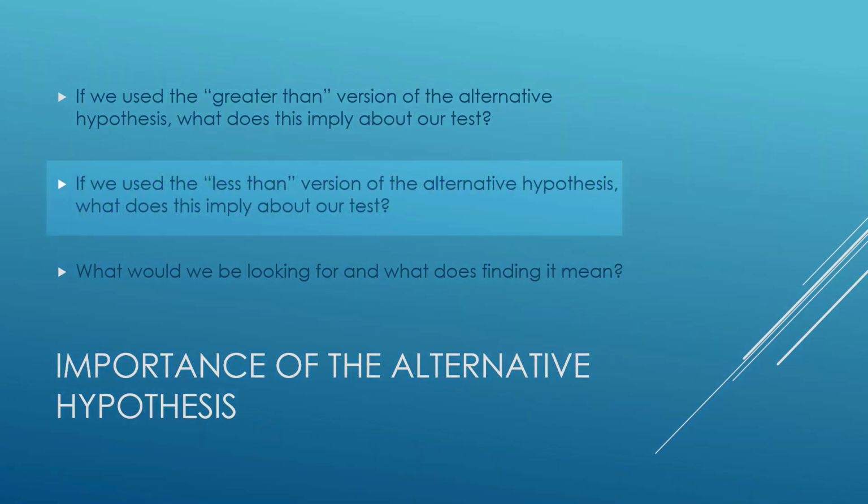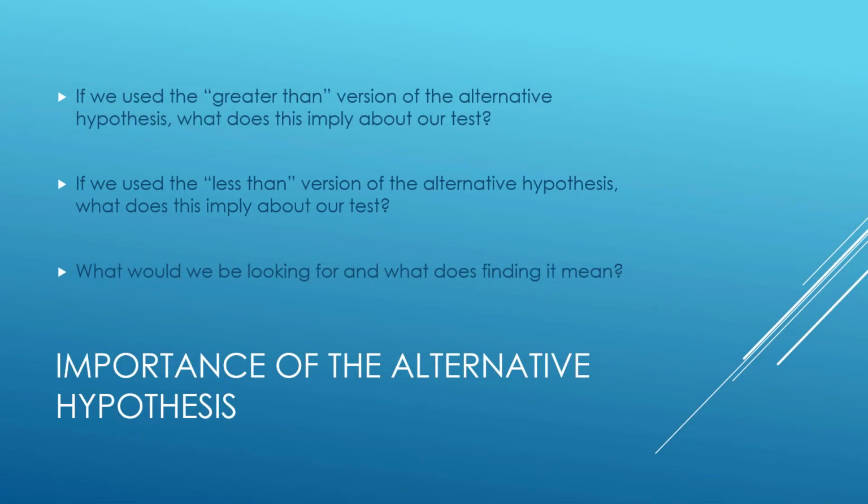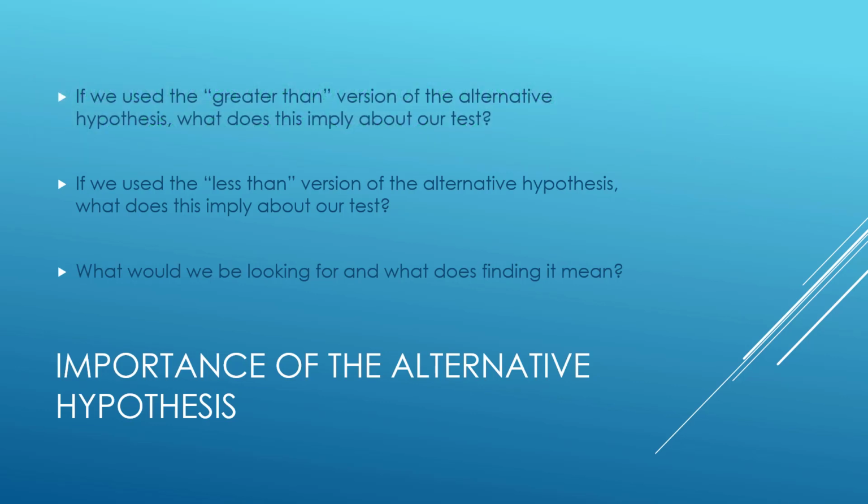Now take a look at the other alternative hypothesis. If we used less than, and you said, I'm going to go out and look for evidence that the lead level is actually less than 15 parts per billion, well, now you've changed everything. Now you're looking for evidence that the water is safe to drink. You're not looking, as we were before, for evidence of unsafe water. You're looking for safe water, kind of indicating I'm only going to drink it if you can prove to me it is safe.